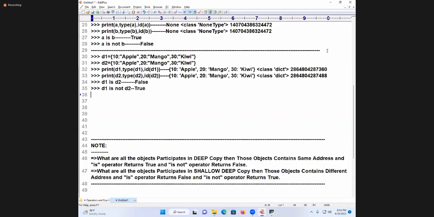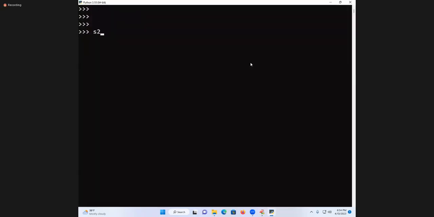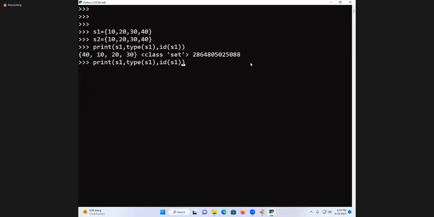What is the next discussion? Now I am going to introduce the set family. Take care. S1 is equal to 10, 20, 30, 40. S2 is equal to the same 10, 20, 30, 40. Now print S1, type of S1, ID of S1. Next, S2, type of S2, ID of S2.